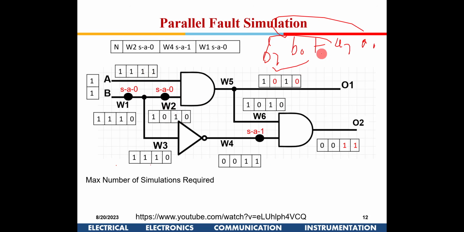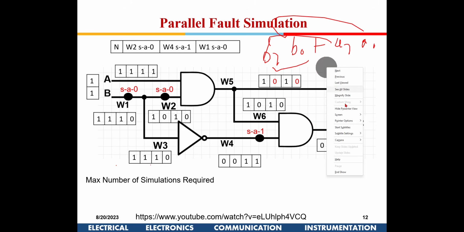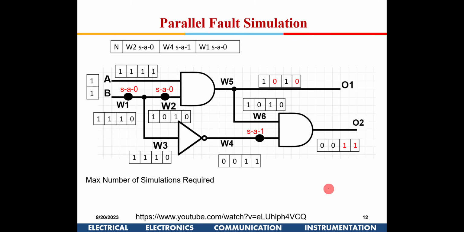Right. So from the result, what can we infer? Sir, what are the faults which are being detected at O1 and O2? Sir, O2 last bit should be 0, right? O2 last bit, because we are ANDing 0 and 1. Last bit corresponds to 0 and 1.